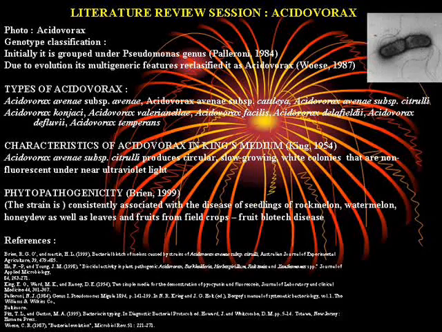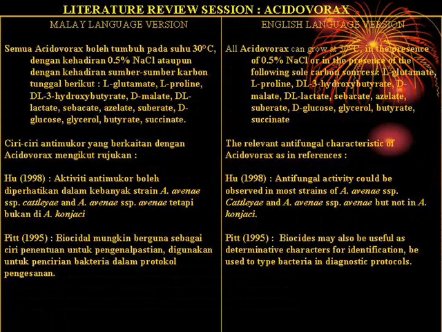Characteristics of Acidovorax in King's medium: it produces circular, slow-growing white colonies that are non-fluorescent under near ultraviolet light. The pathogenicity of Acidovorax is outlined by Brand in 1999.